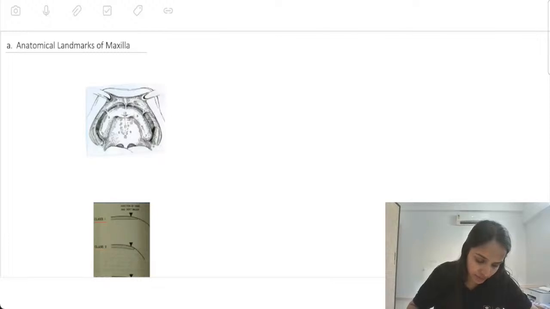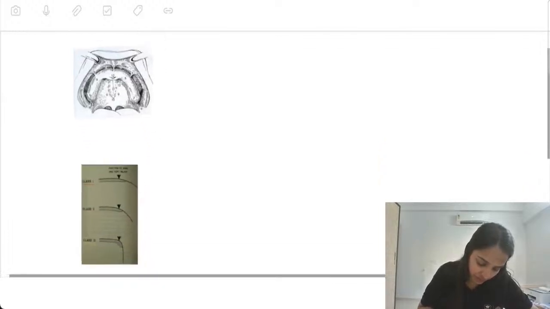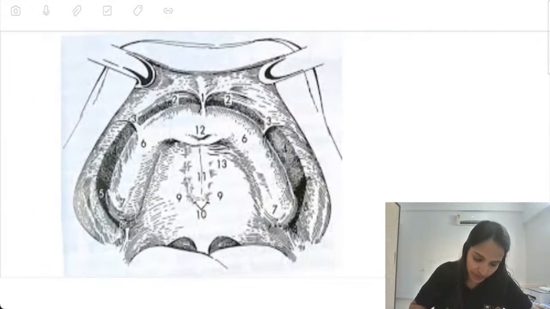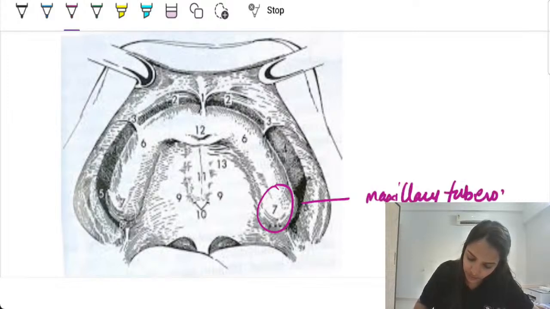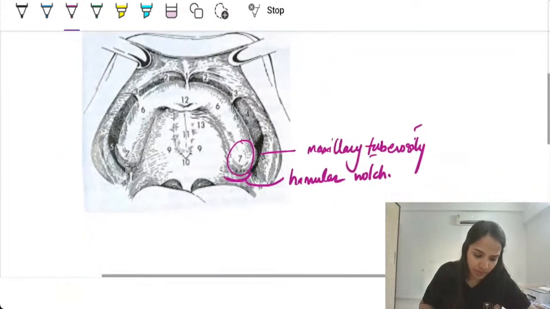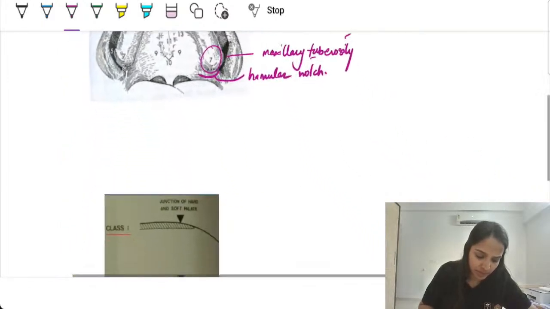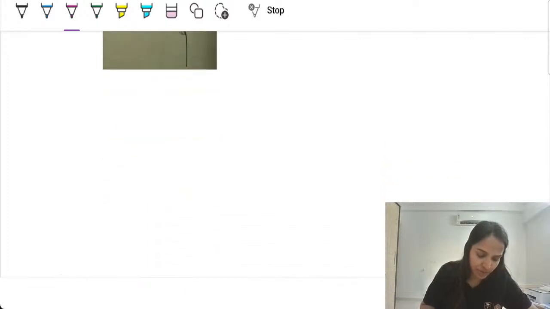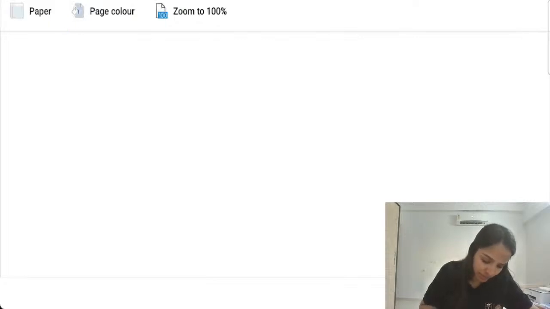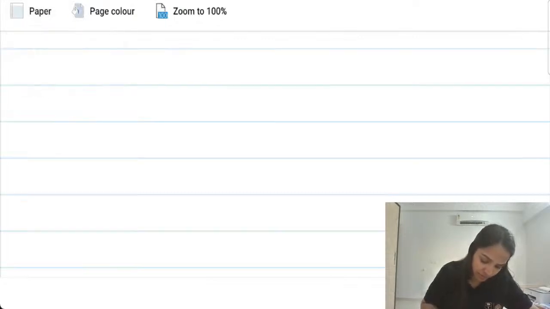Yes. Now, this is another thing that you need to understand. These are the different landmarks. This is your maxillary tuberosity, and the area behind it is called the hamular notch. Let us discuss our hamular notch and then we can discuss our soft palate also, right? So, what is the pterygomaxillary or hamular notch?